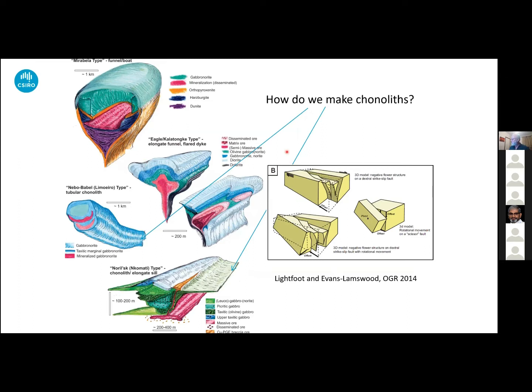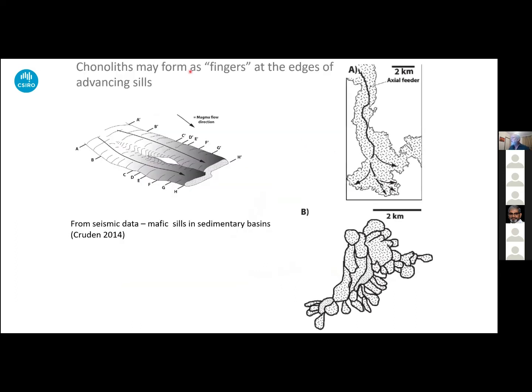Well, there's lots of different ideas out there. This is from a paper by Peter Lightfoot and Dawn Evans-Lamswood only 10 years ago now, where they proposed primarily structural control. These things were hosted by negative flower structures and dilational jogs on major faults. That's a reasonable suggestion for some of them. It's hard to see how you could make something like Current Lake that way.